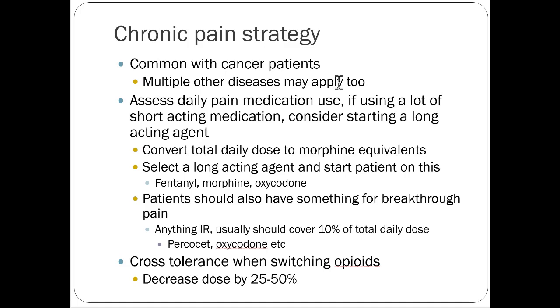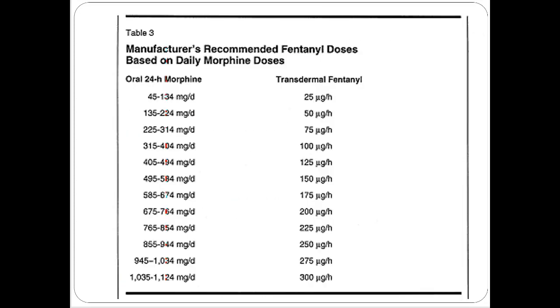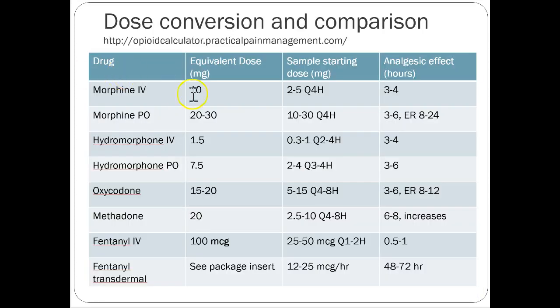But to do this appropriately, first you want to convert everything, usually, to morphine equivalents. Morphine equivalents are kind of the easiest to work with. You can convert direct to something else, but a lot of sites will recommend going straight to morphine. So let's go back to our little conversion thing here. You convert everything to your morphine equivalents and then convert over.